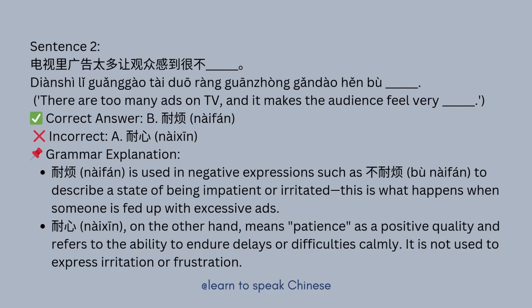耐烦. Here we need to choose the word that best expresses the audience's reaction. Option A is 耐心, which refers to having patience, a positive quality meaning one can endure delays or difficulties calmly. However, in this context, the sentence implies that the excessive ads cause irritation or impatience. This negative reaction is best conveyed by option B, 耐烦, which, when used in a negative form, indicates that the audience is feeling irritated or impatient. Therefore, the correct answer is option B, 耐烦.